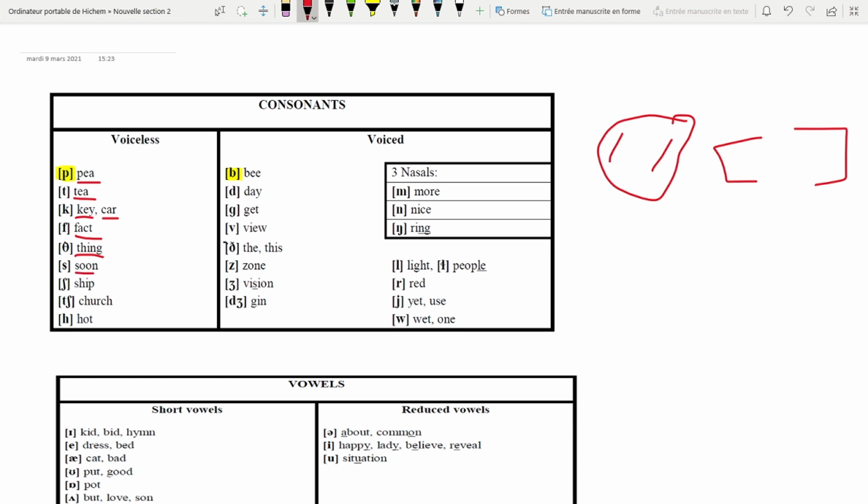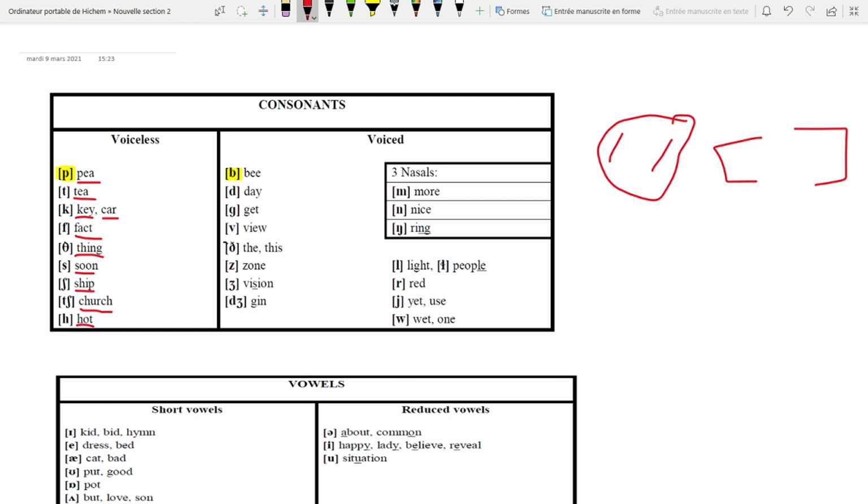Then we have s, such as soon. We have sh, such as ship. Then we have ch, such as church. And we have h, such as hot. Okay, we shall move to voiced consonants.